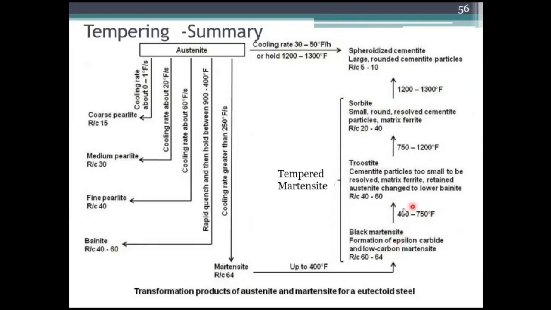For example, if you take this martensite, it is heated up to 400 degrees Celsius to form the black martensite, which will be nothing but a formation of epsilon carbide and the low carbon martensite combination. Similarly, when you heat it to 400 to 750 degrees Celsius, the cementite particles will become smaller again and it will retain its original austenite structure. Similarly, sorbite also will become small and round and it will yield a better ferrite kind of compound. So this is a tempering summary.